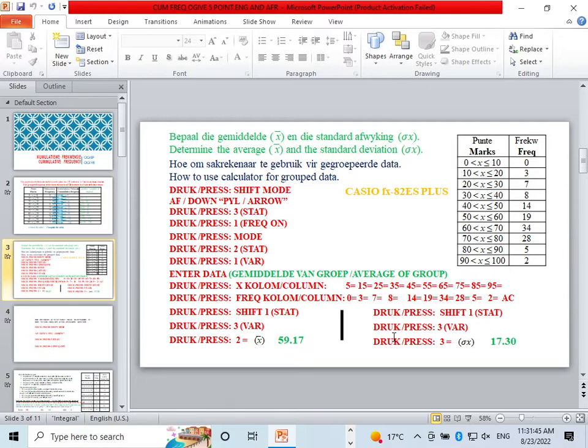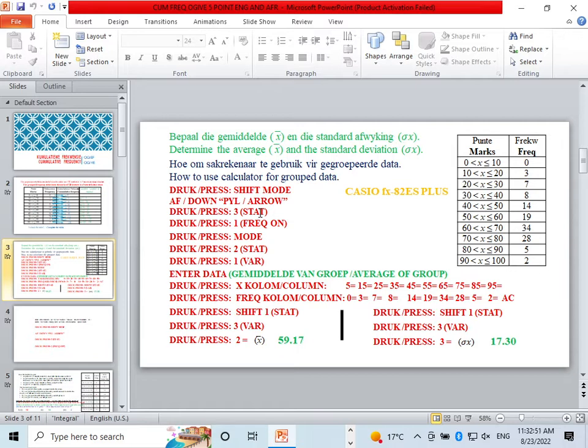Next up, determine the average and the standard deviation. How to use the calculator for grouped data. Okay, so let's start. Clear your calculator, shift 9-3. Clear all. Press shift mode. The down arrow, the circle that has an arrow, just press down. You choose number 3, stat.